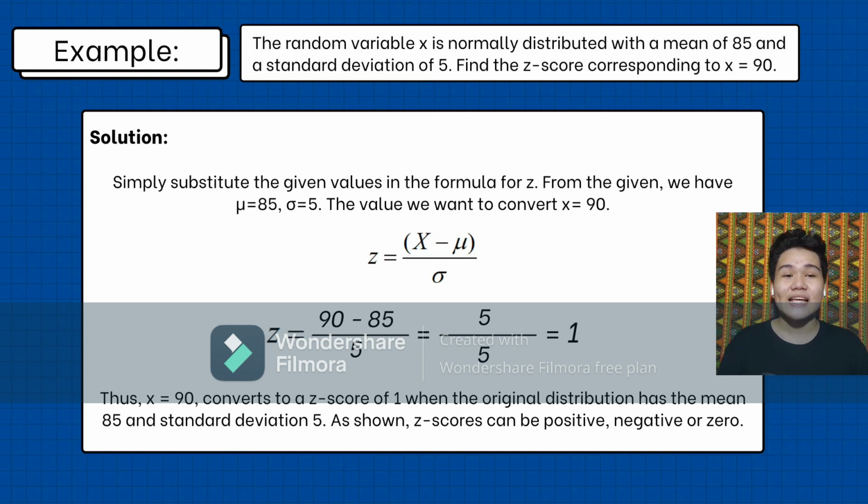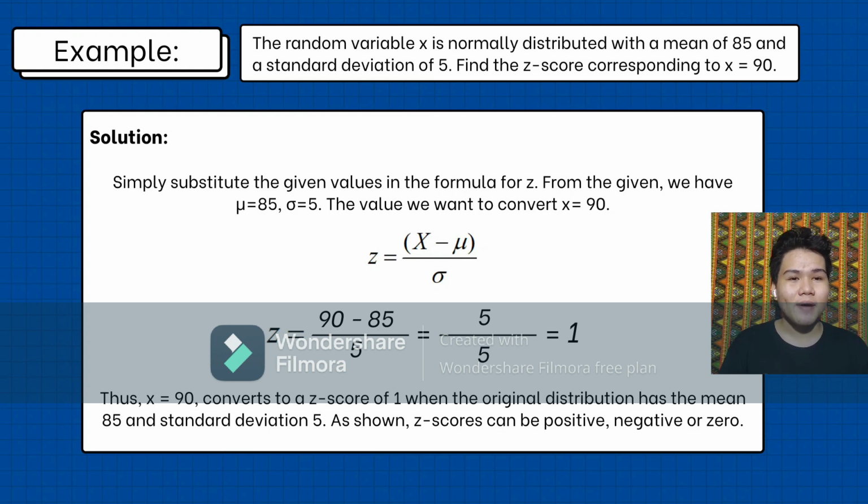Solution. We simply substitute the given values in the formula for z. From the given, we have mean mu 85, standard deviation of 5. The value we want to convert is x equals 90. Z equals x minus mean divided by standard deviation. Z equals 90 minus 85 divided by 5 will give you 5 over 5 or 1.